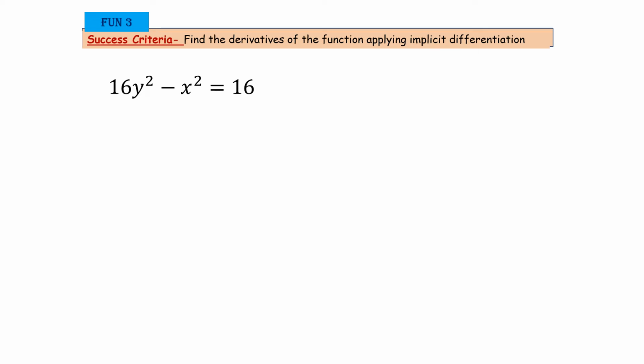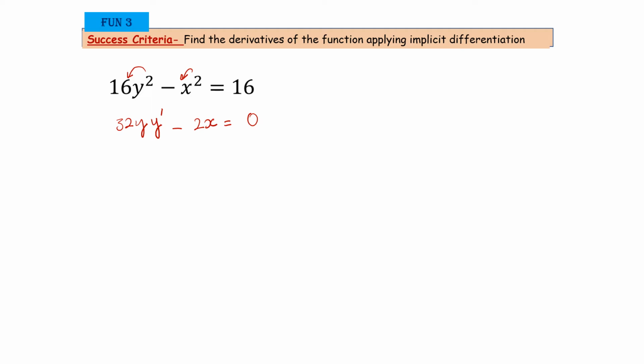Look here at 16y squared. What is the rule? Here use the constant multiple rule. Multiply 2 by 16, it will give you 32y. From the power we subtract 1, so our power stays 1, we don't write the 1. And then write y prime because y is with respect to x. Minus the derivative of x squared, which is 2x, equals the derivative of the constant 16, which is 0.